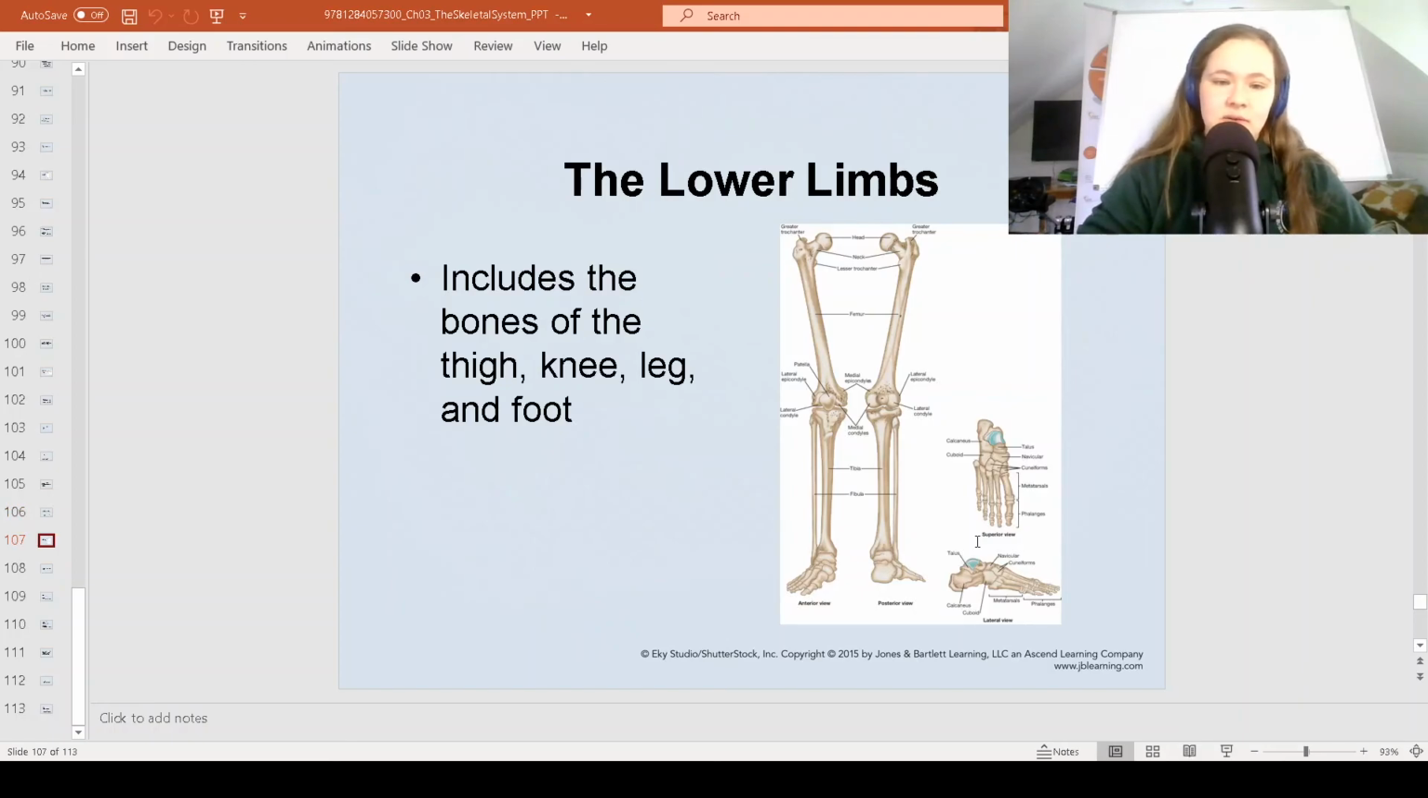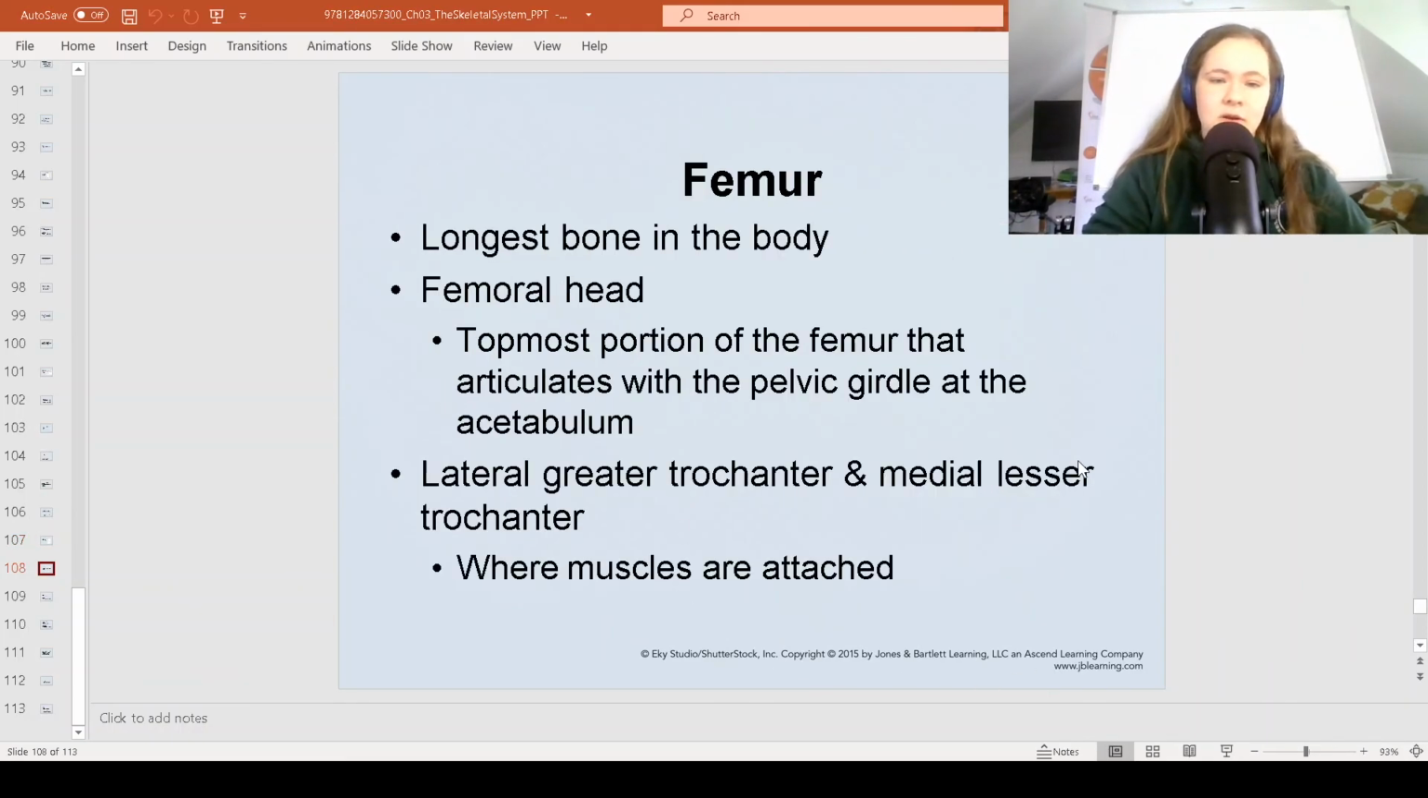Lower limbs include the bones of the thigh, knee, leg, and foot. You can see here, we've got all the lower limbs. Femur, the longest bone in the body, really hard to break, just saying, don't break it, it's really painful. Femoral head, the topmost portion of the femur that articulates with the pelvic girdle at the acetabulum. The lateral greater trochanter and medial lesser trochanter are where muscles are attached.